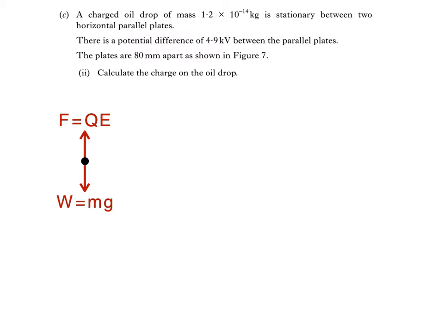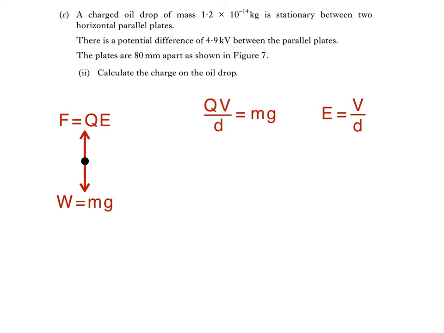Since the oil drop is stationary, the forces acting on it are balanced, so the magnitude of these two forces is the same. The electric field strength between the plates can be calculated using this equation, where V is the potential difference between the plates, 4.9 kilovolts, and d is the distance between them, 80 millimeters. If we substitute the second equation into the first, we get this. QV divided by d is equal to mg.